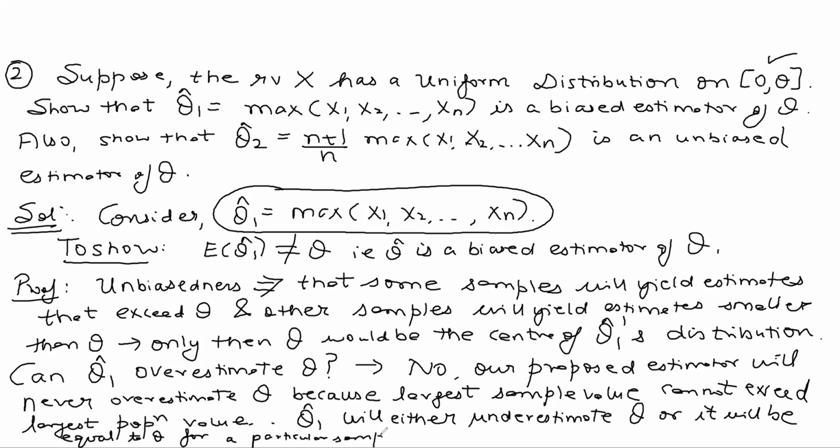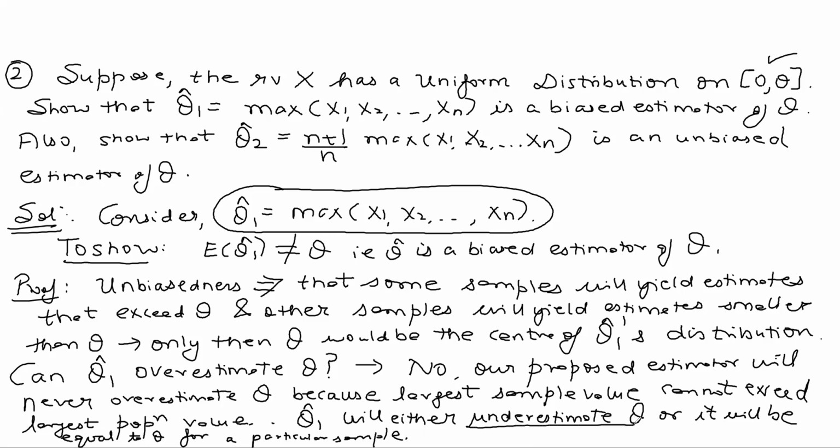Now understand this: for theta to be the center, theta 1 hat should underestimate theta some of the times, and theta 1 hat should also overestimate theta some of the times. Only then will theta be the center or the expected value. But we have seen in the proof logically that theta 1 hat will never overestimate theta. It will only underestimate theta.